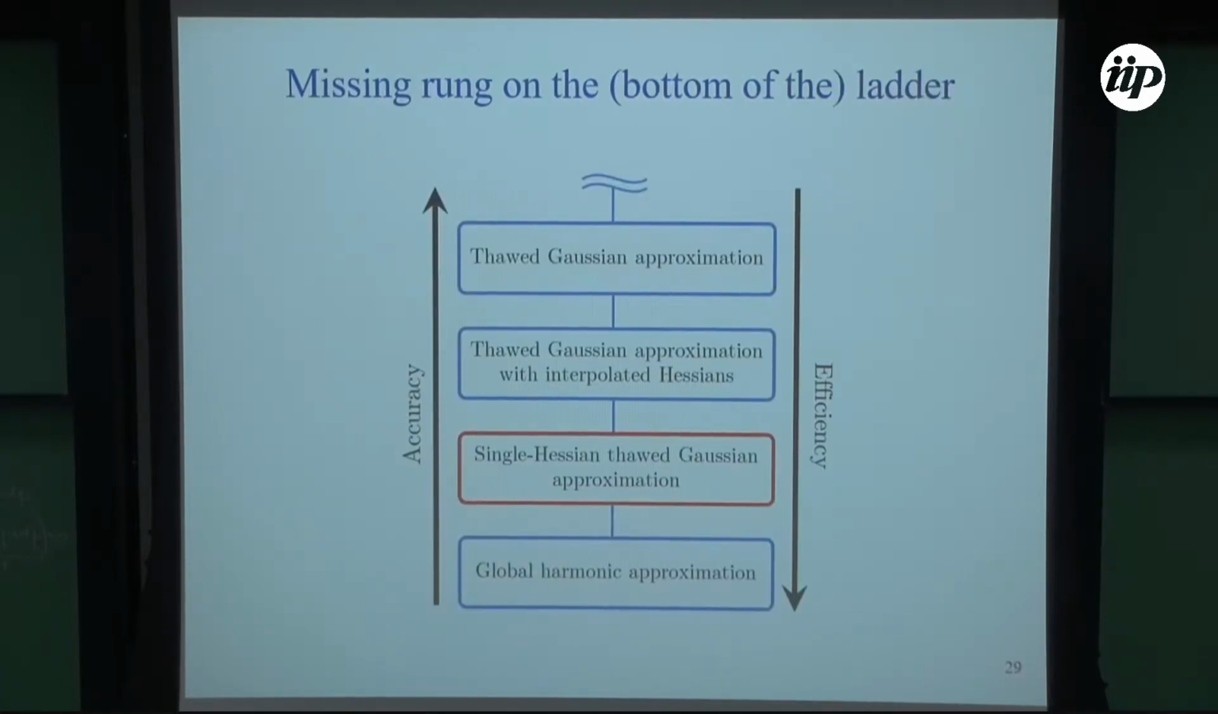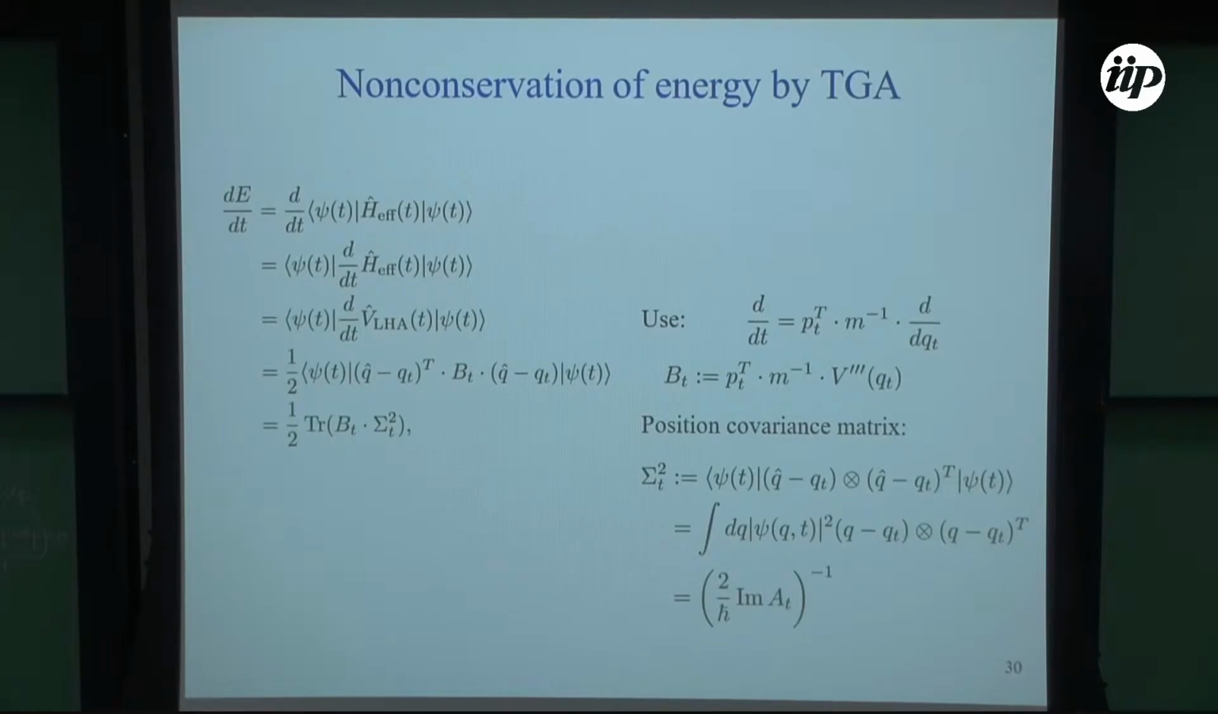In some sense, you can look at it like this. In our community, we are usually worried about really accurate semiclassical approximations. Here I'm really thinking about the bottom of this ladder. I told you already that even global harmonic approximations are much cruder than the one I was showing you. Then there is the thawed Gaussian approximation. Typically, people interpolate Hessians, and I told you this is a drastic interpolation. We just use one Hessian. But one Hessian is actually often better than using 4 or 8. And let me try to explain why.